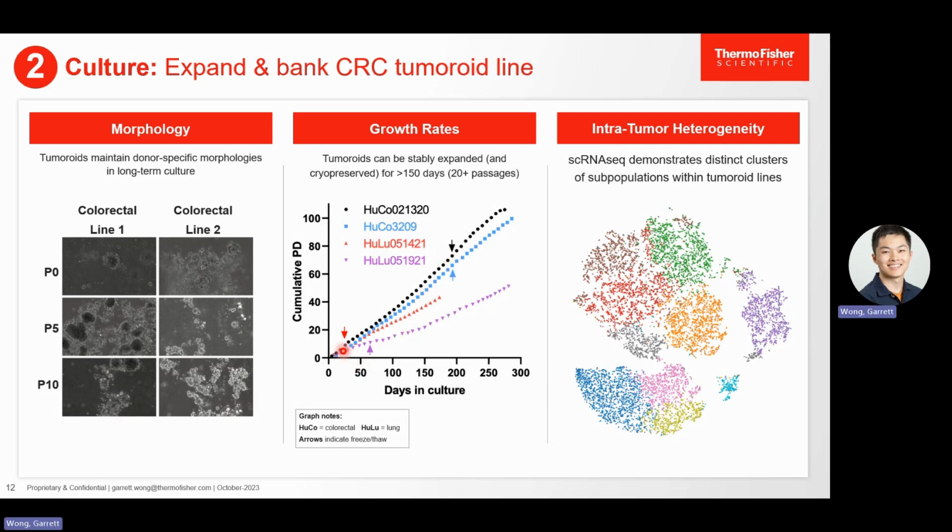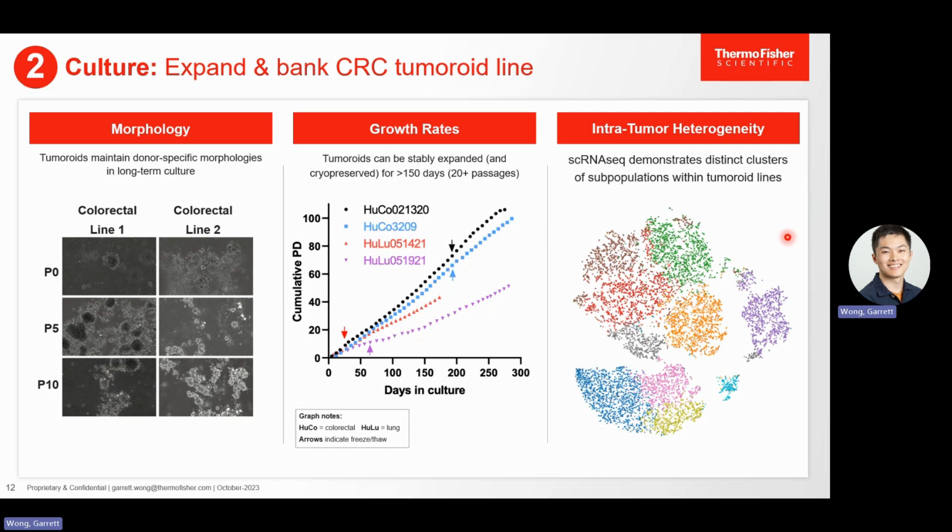These arrows represent the freeze-thaw time points, showing that these cells can recover and also can be stably expanded after cryopreservation. And then all of these lines were taken out to at least 150 days in culture. While that may not be something that we typically do, it just goes to show that these lines are stable within culture. And then on the right, we also show that there are distinct subpopulations within distinct tumoroid lines.